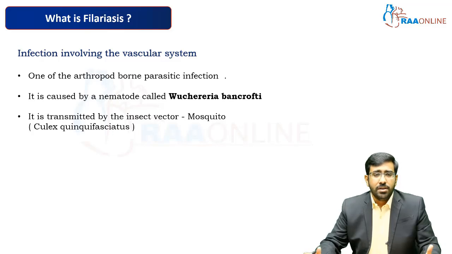So let us see about it. It is one of the arthropod-borne parasitic infections, caused by a nematode called Wuchereria bancrofti, and it is transmitted by the insect vector, the mosquito belonging to Culex, and the species is quinquefasciatus. This infective vector transmits the infection.